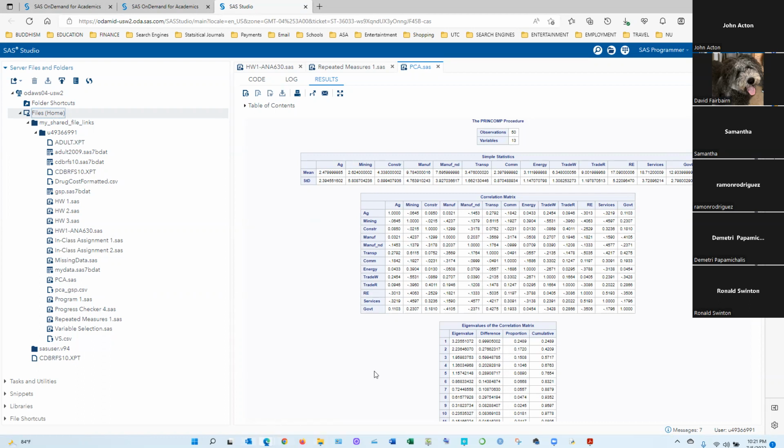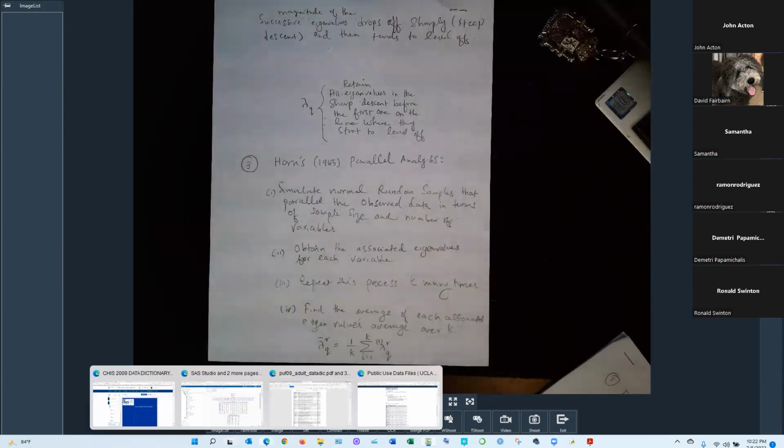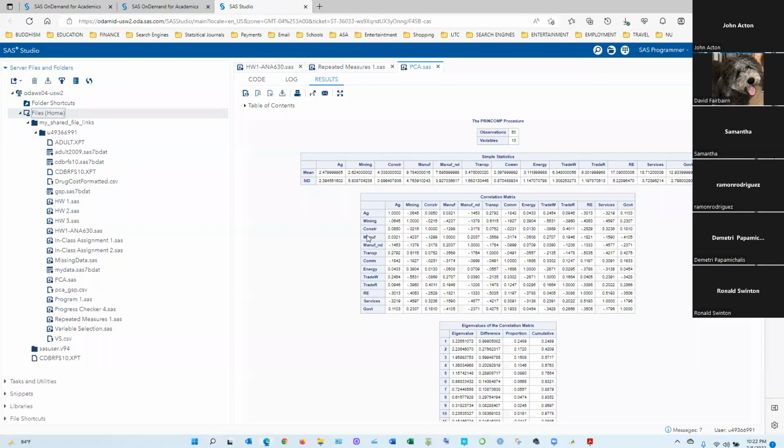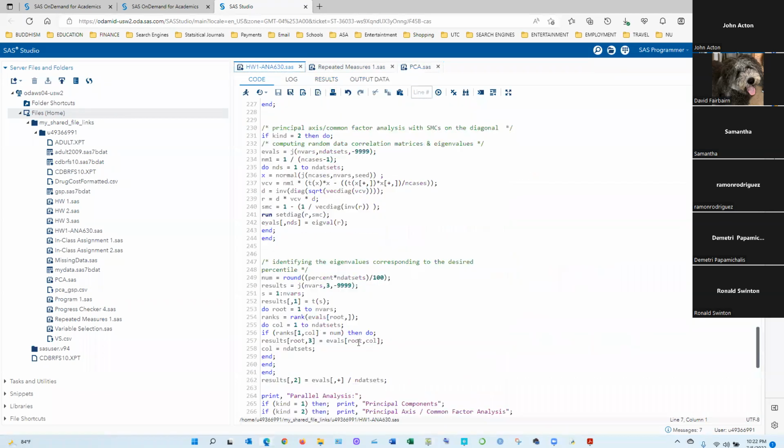So what you're going to do in parallel analysis, it's another method that was put forward by Horn. You're going to simulate a normal random sample. That is the Monte Carlo simulation procedure. You don't have to worry about that one. The whole code has already been given.